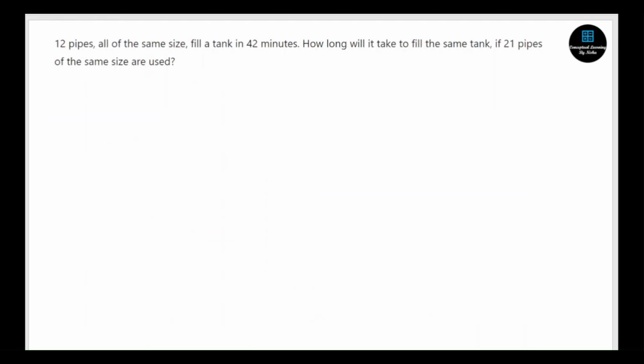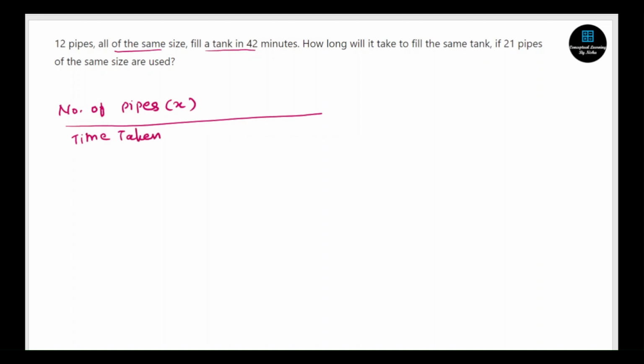Now let's understand this question. 12 pipes, all of the same size, fill the tank in 42 minutes. So here the number of pipes I can take as x, and the time taken in minutes I am taking as y. So now 12 pipes take 42 minutes, and we have to find how many minutes 21 pipes will take. So we have to find this value of y.